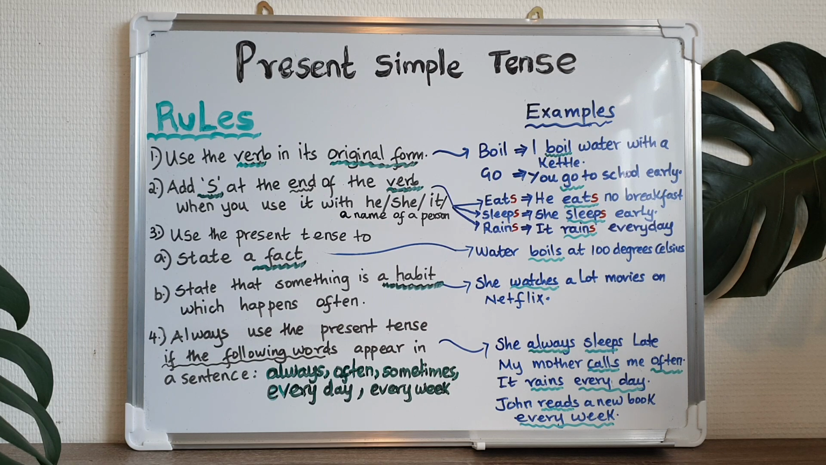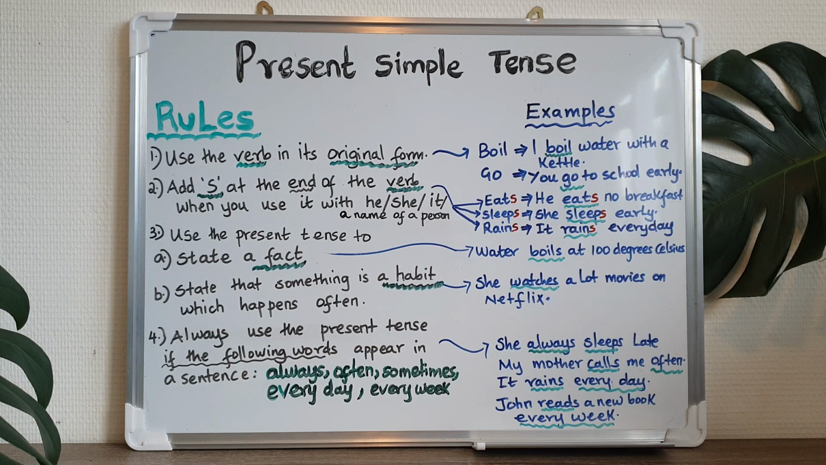The next example. My mother calls me often. In that sentence, we have the word often. So we have to use the present tense. You have the verb call, which you combine with the noun my mother. Remember rule number 2. My mother is the name of a person. It's referring to a person. So you have to add an S to the verb call. My mother calls me often.